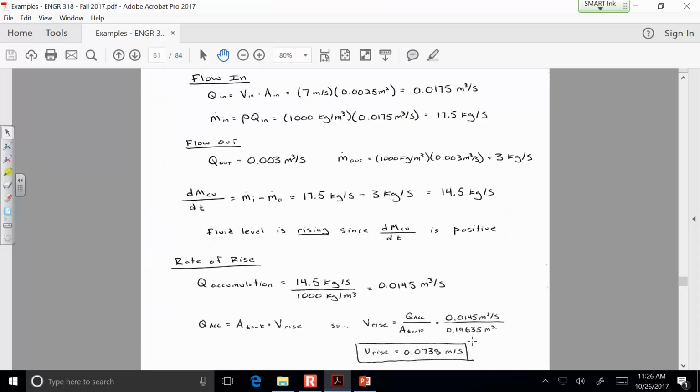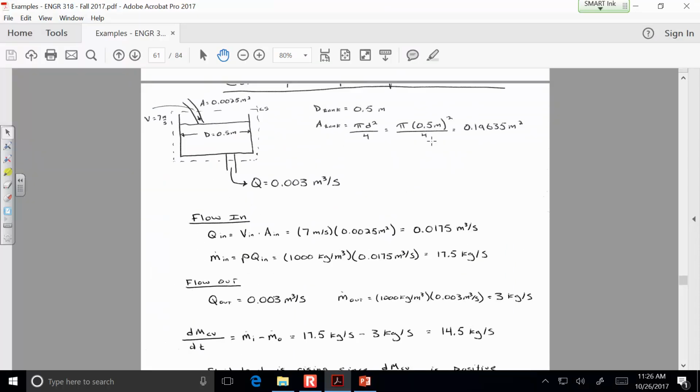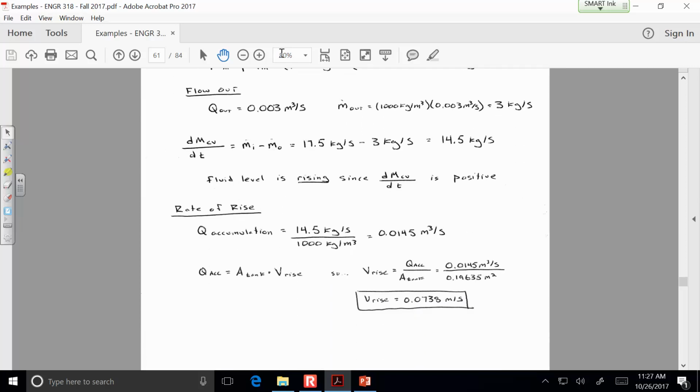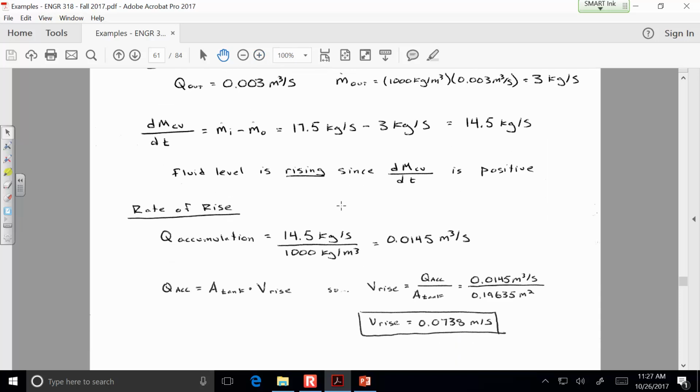So the area for that diameter, I think I calculated it up here, is pi d squared divided by 4. So the cross-sectional area is 0.196 square meters. Then the rise velocity is just the Q accumulation divided by the area of the tank. And there are several problems on the homework where you have to apply that same idea of the area of the tank, and that affects how quickly the fluid level is increasing or decreasing.